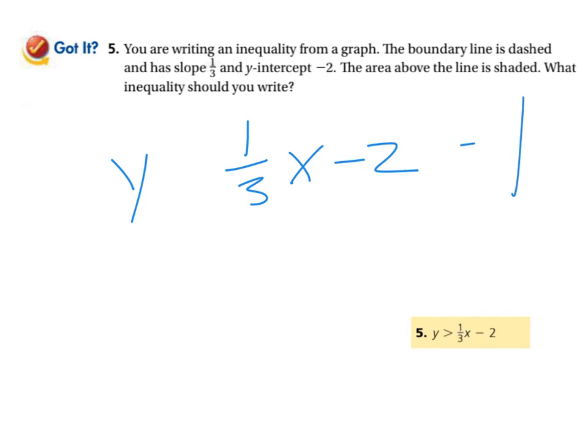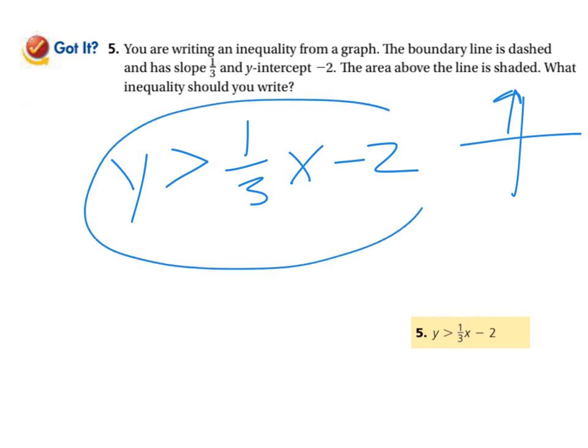Well, if I think about shaded above the line, that means y is going upward. So that's going to be greater than. Again, not equals because it says the line is dashed. So that's what I'm going to write. That is something you definitely need to be able to do. Either look at a graph or just the general description here to be able to tell us that information.